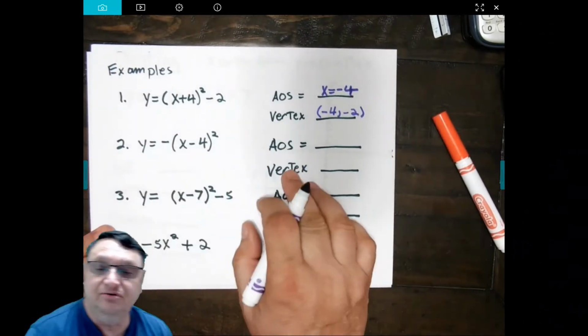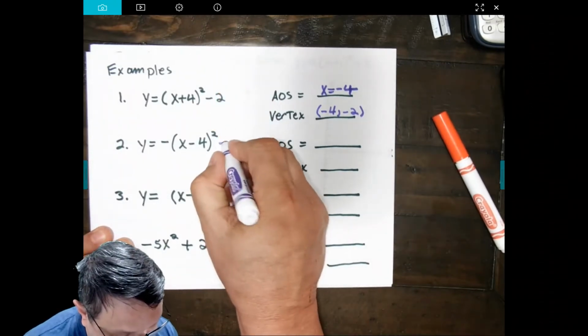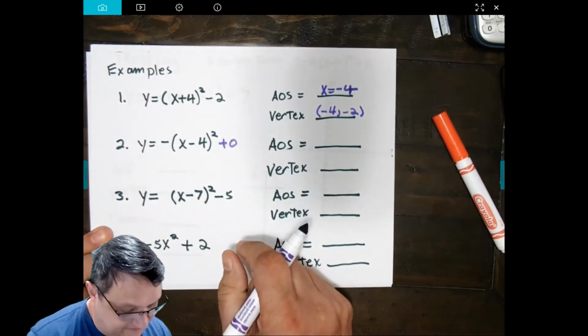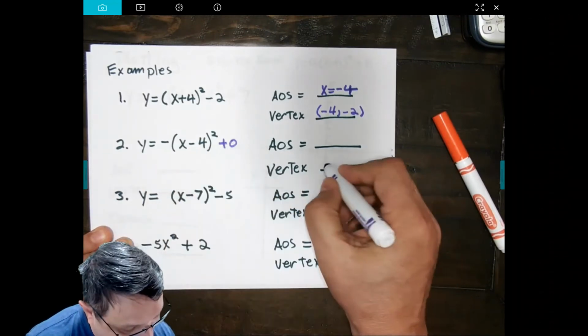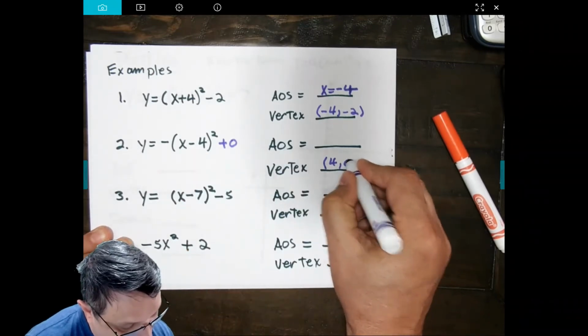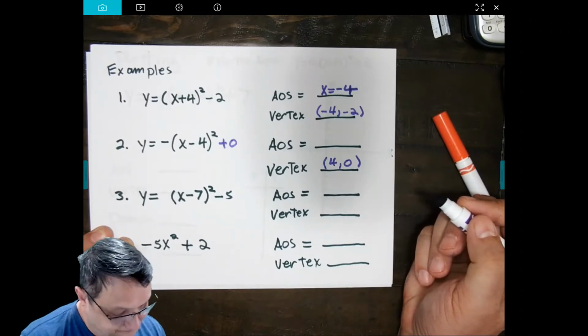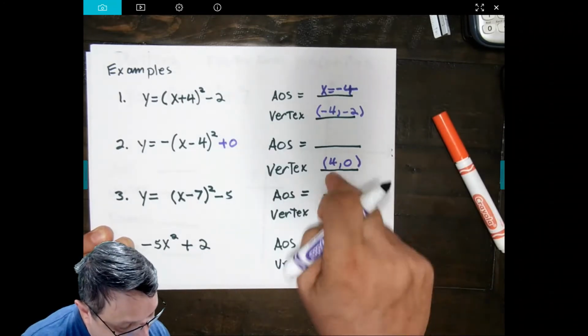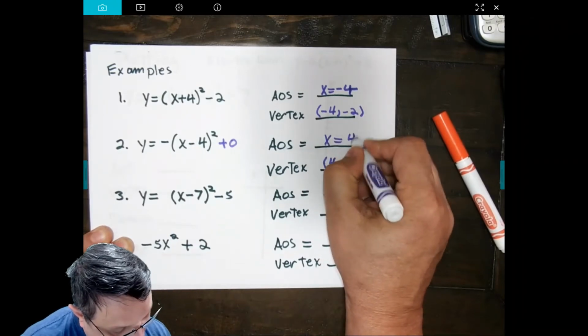Example number 2, we see that there is no k out here, so that's like writing plus 0. So my vertex is going to be at positive 4, change the sign of what's in the parentheses, and 0. Positive 4 and 0. My axis of symmetry is at my x location, so it's going to be x equals 4.